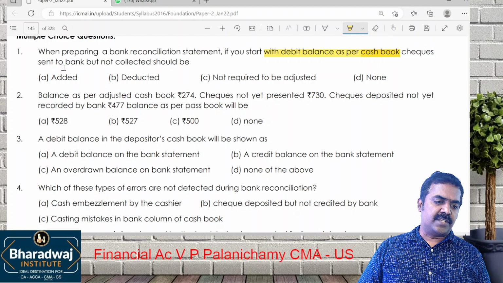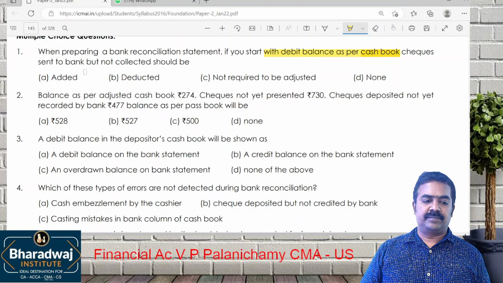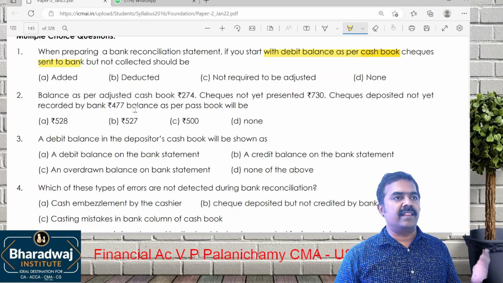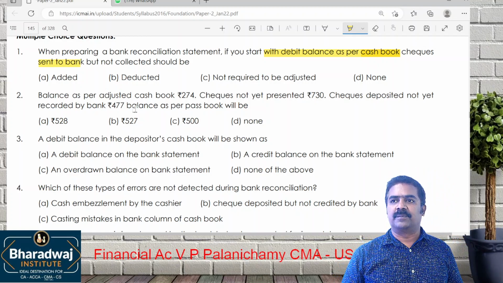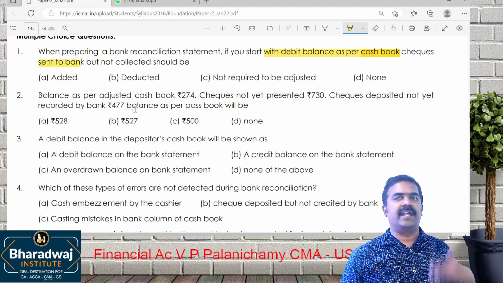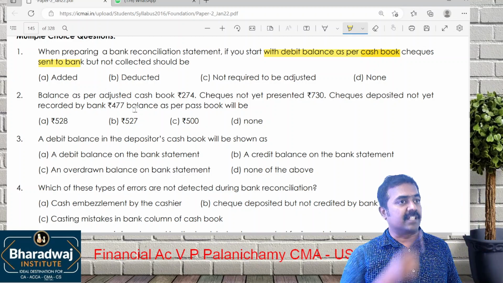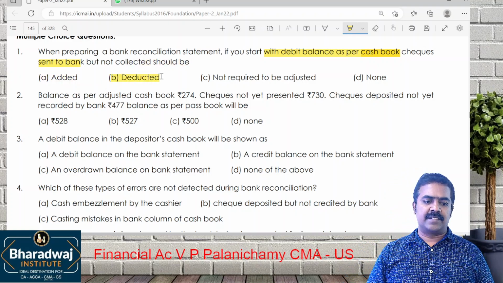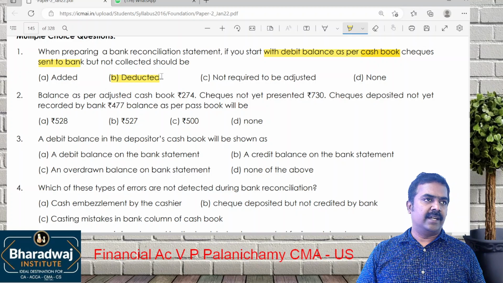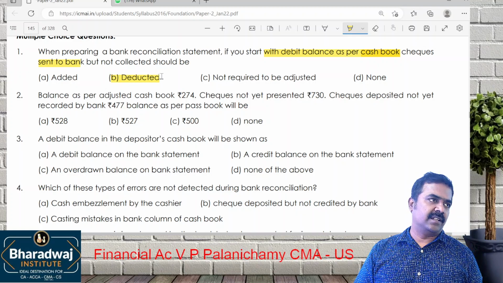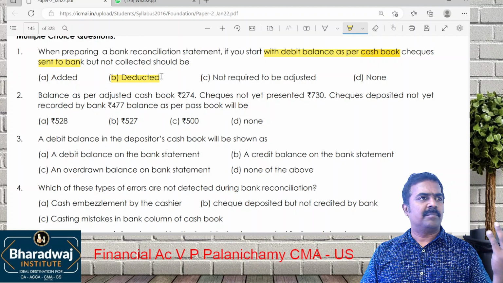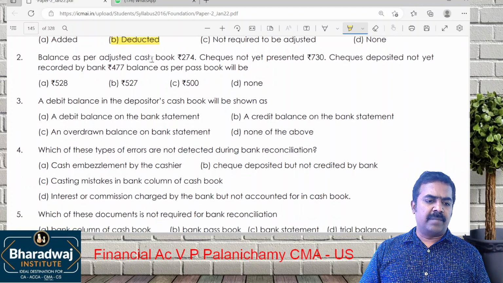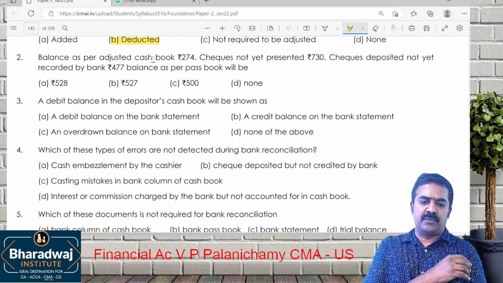Check sent to bank but not collected. While sending the check for collection, we would have added. Whether the banker has added? No. What to do? Deduct. Answer is B. Clear? While sending the check for collection, we would have added the balance. Banker has not added, so less.